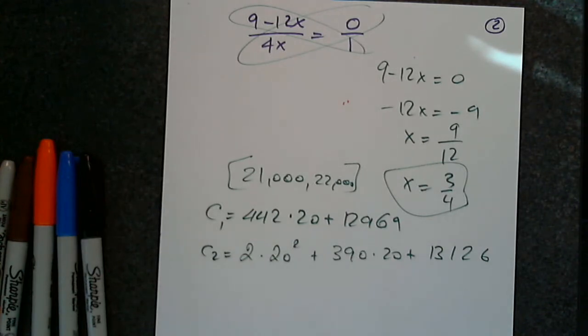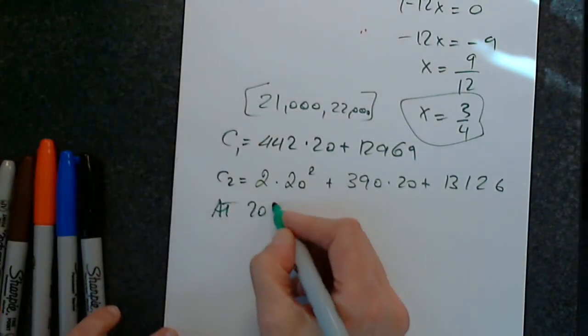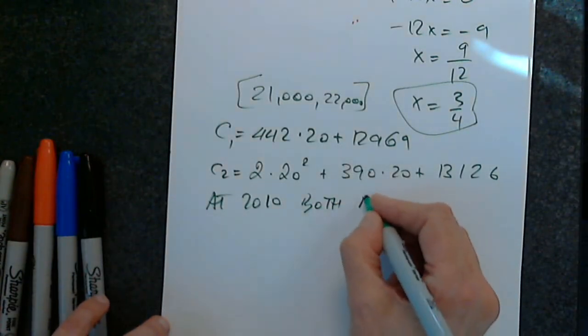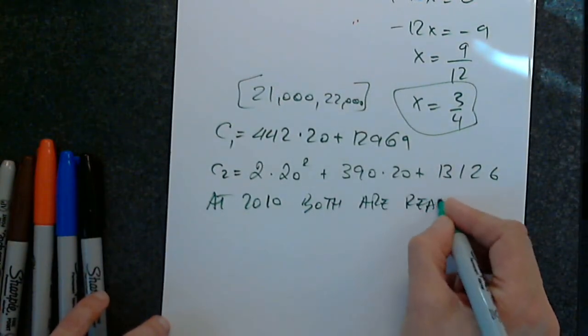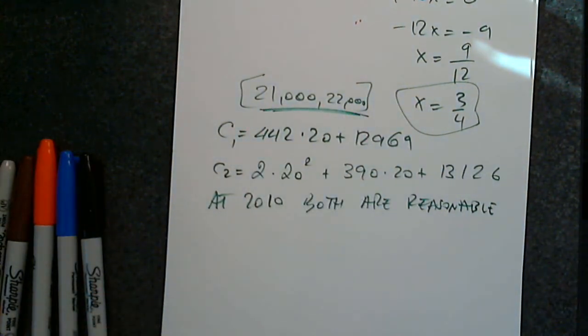They both model what happens around 2010. I don't know outside. I don't know at 2000. I don't know at 2030. That I can say. But my answer would be that at 2010, or during 2010, both are reasonable, because my estimate was somewhere between 21,000 and 22,000, and obviously closer to 22,000. Closer to the middle.